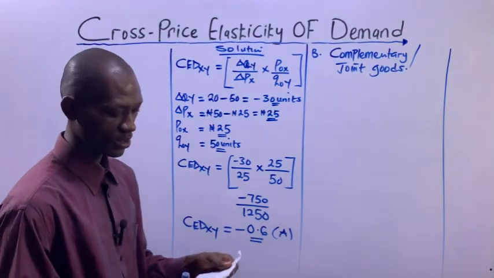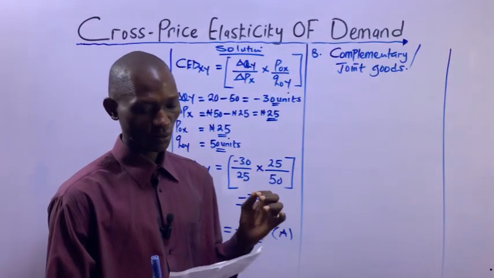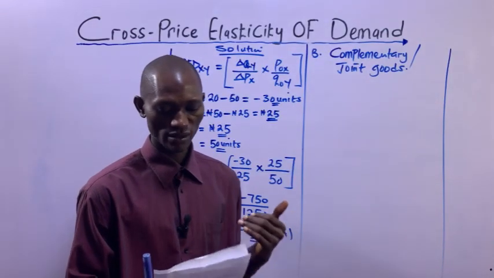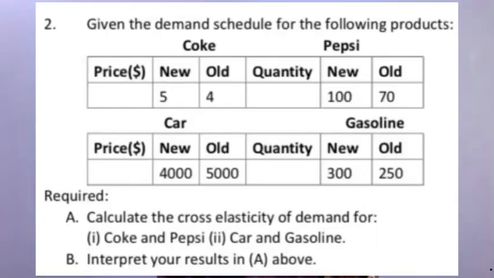So that's sorted out. Then question two now. Let's solve question two now. So that will be displayed on the screen for you all to see. Given the demand schedule for the following products, we have Coke and Pepsi. Coke is carrying the price, Pepsi is carrying the quantity. And the second product we have is car and gasoline. Car is carrying the price, then gasoline is carrying the quantity.